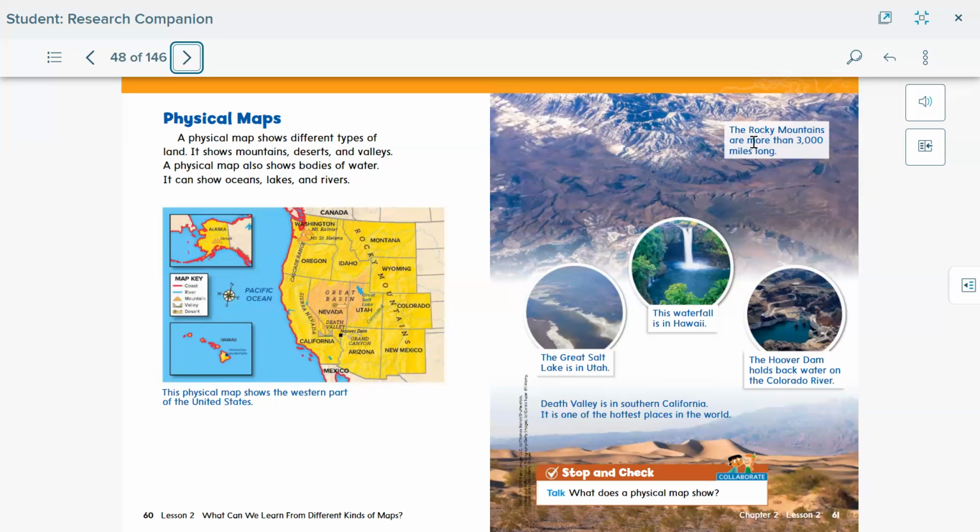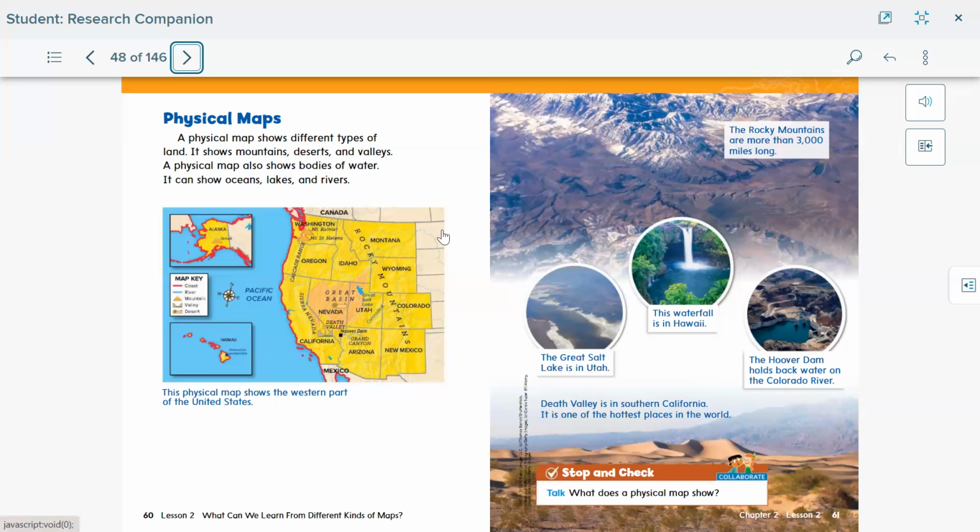All right, let's see here. So this is information. We have waterfalls in Hawaii. We have the Great Salt Lake in Utah. We have the Hoover Dam that holds back water on the Colorado River. And then we see here the Death Valley in Southern California. It's one of the hottest places in the world. And these are the Rocky Mountains, which are more than 3,000 miles long. So this is a physical map.